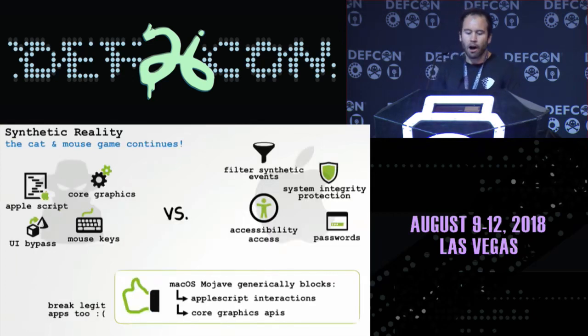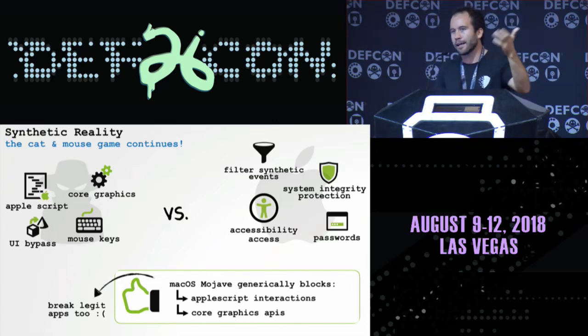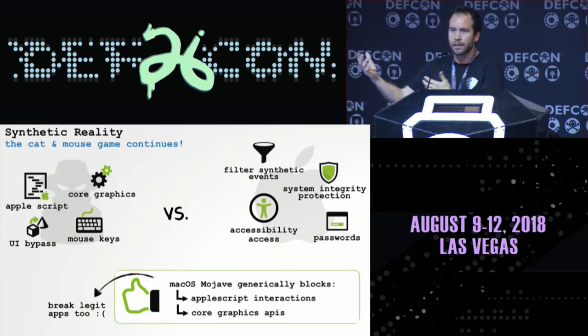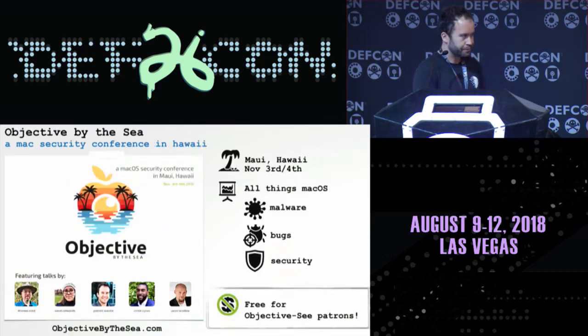Now, as is often the case with these attacks, it's really a cat and mouse game. So attackers come up with new ways, like mouse keys. Apple releases new patches. Unfortunately, Apple kind of has been struggling. Good news, though, in Mojave, they've kind of taken this more drastic approach and said, okay, we're just going to generically block and disallow a ton of these actions. For example, they block AppleScript and core graphic APIs. This is good from a security point of view, but this will block a lot of legitimate applications.